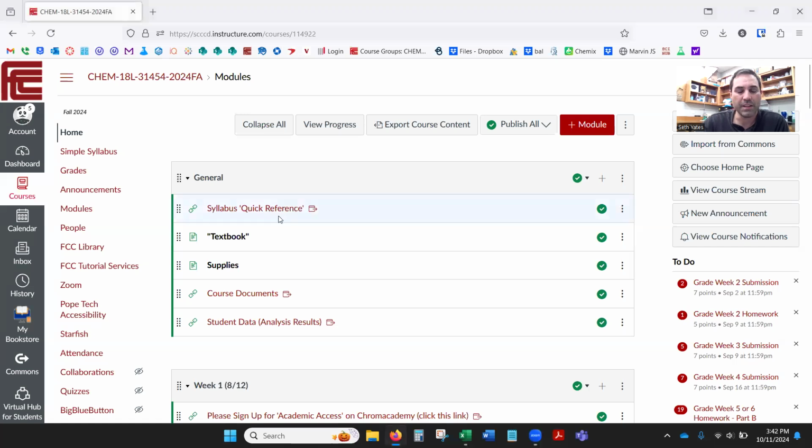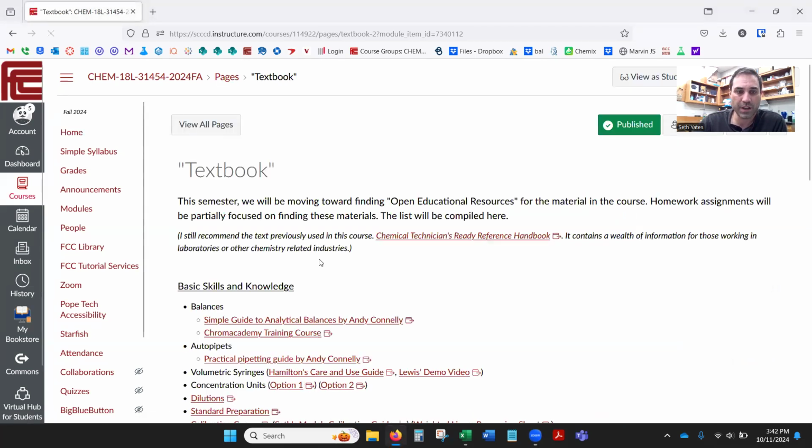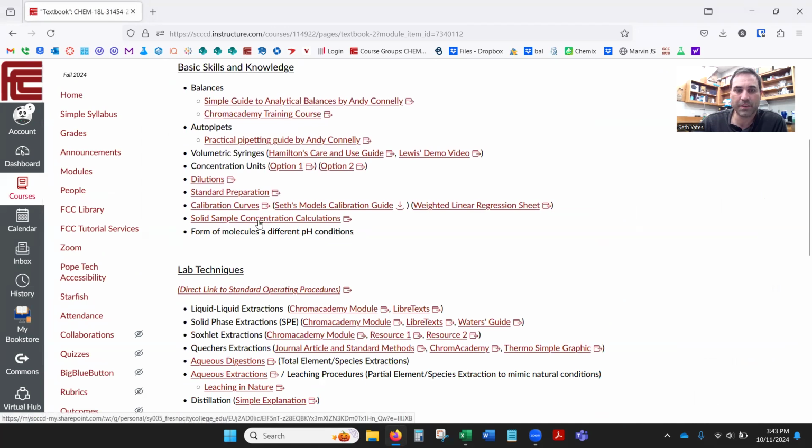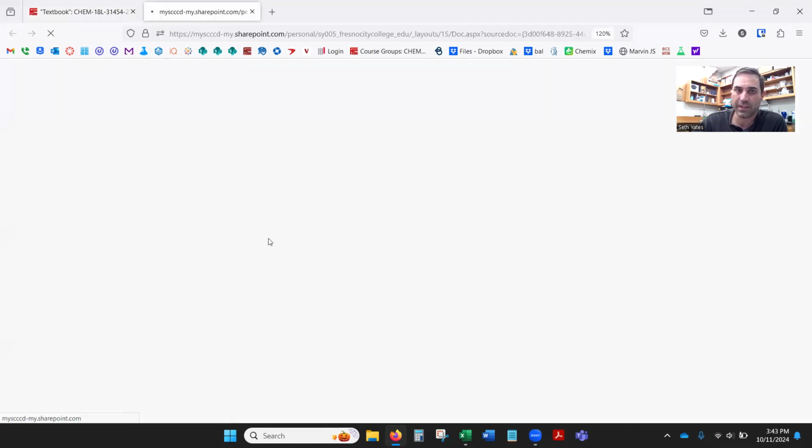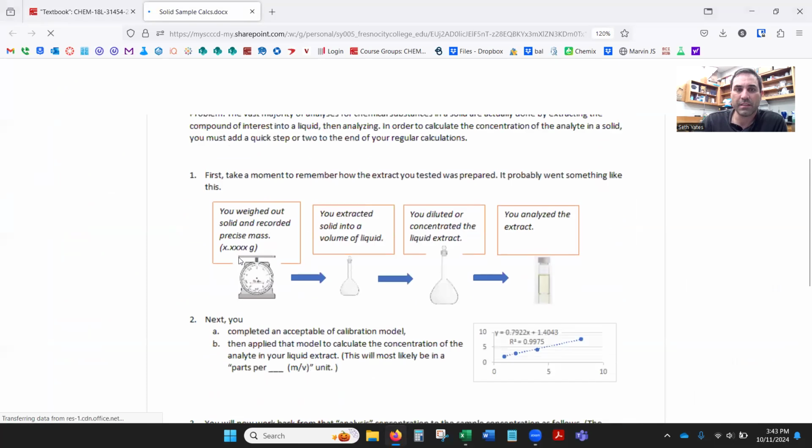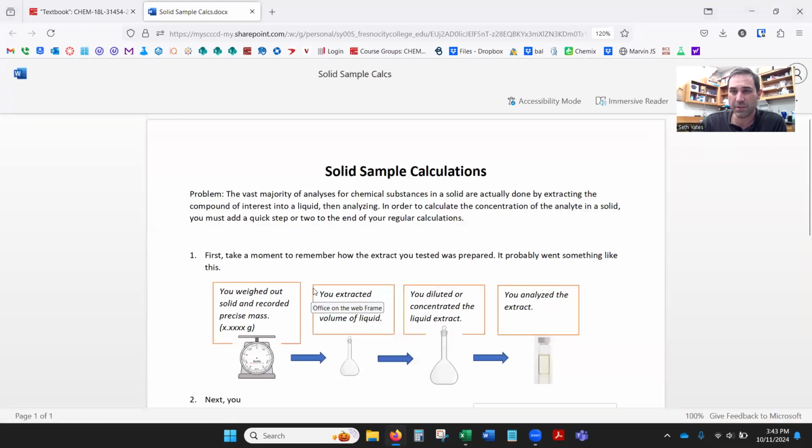So let's dive in. The place we want to start is actually on our Canvas page, right here. And I've actually worked out a document sort of telling you about this in the textbook. So you should go there, you should go down to solid sample concentration calculations, and you should get out that document. And the key here, so I'll talk through this just briefly, but you can read this at your own time.